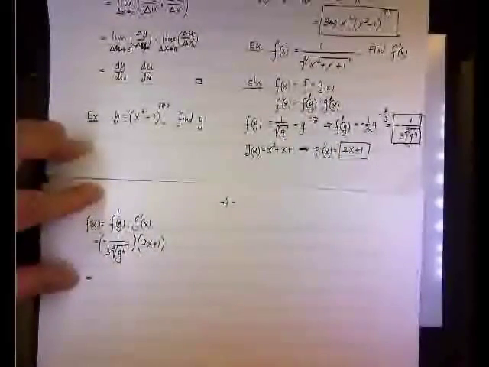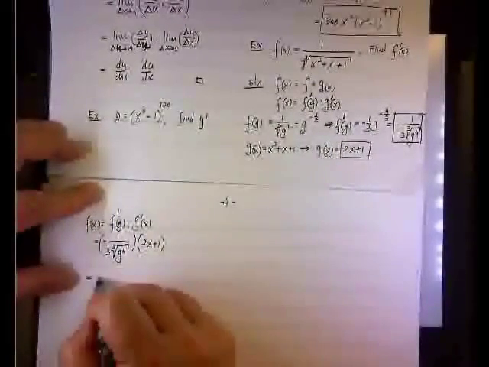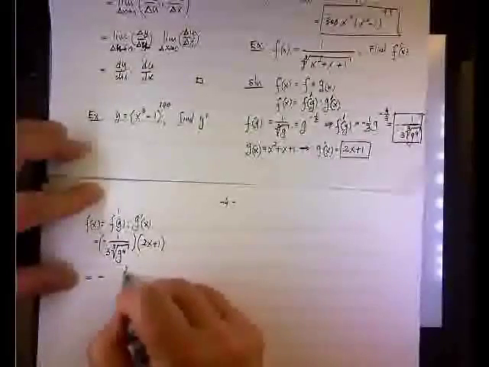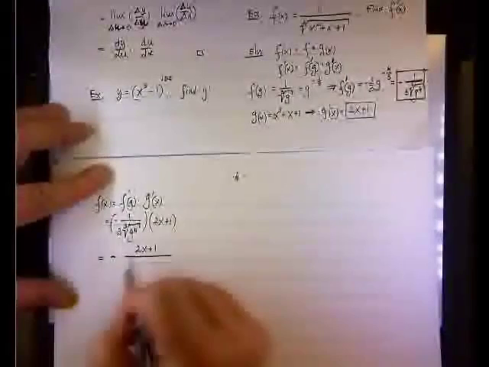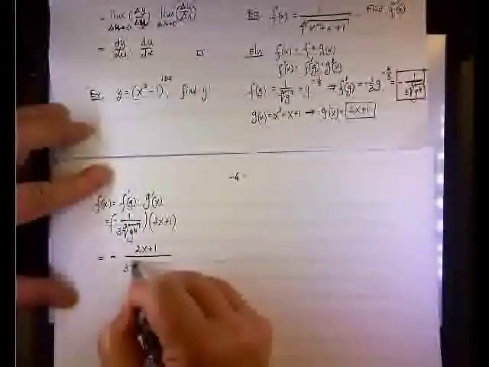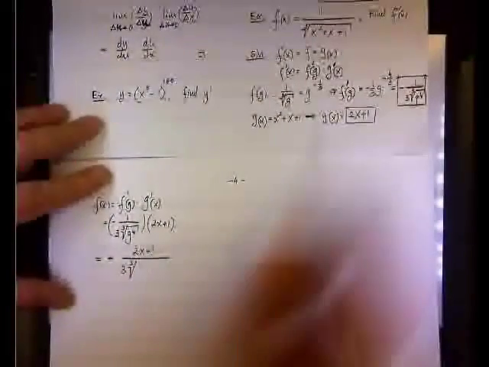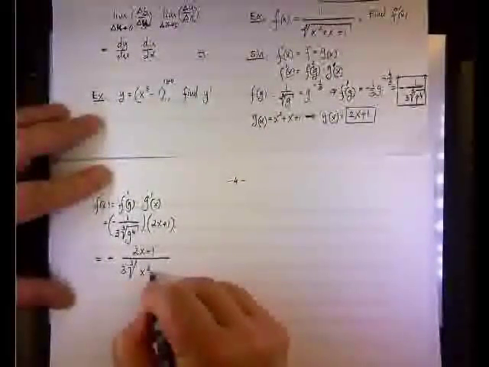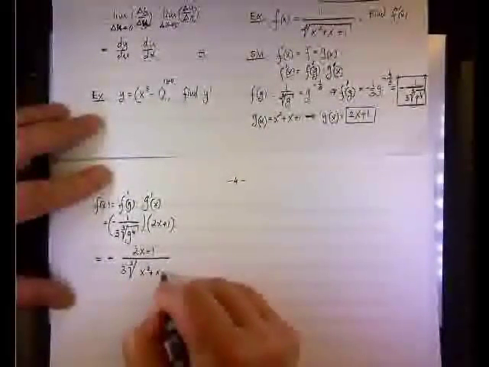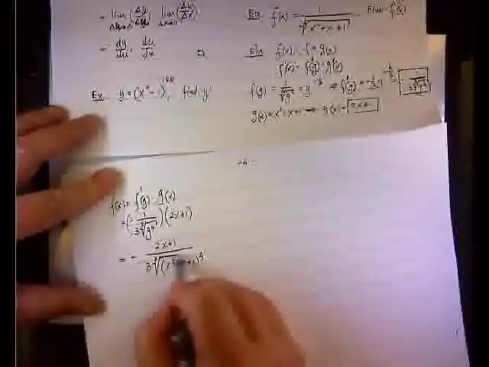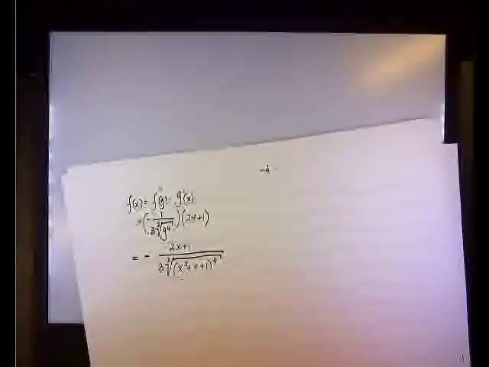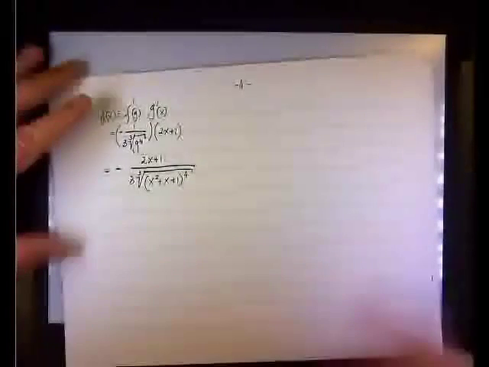And now time to bring it home. So we'll have negative, the numerator will be simply 2x plus 1. And what's left, I have 3 cube root of g, which is x squared plus x plus 1, all of it raised to the 4th power. Okay? Not an easy derivative, by all means.